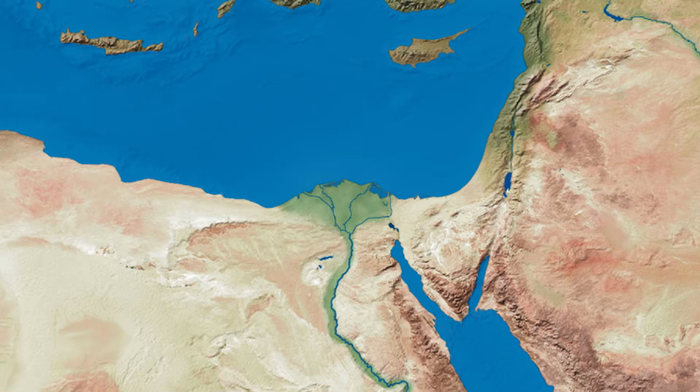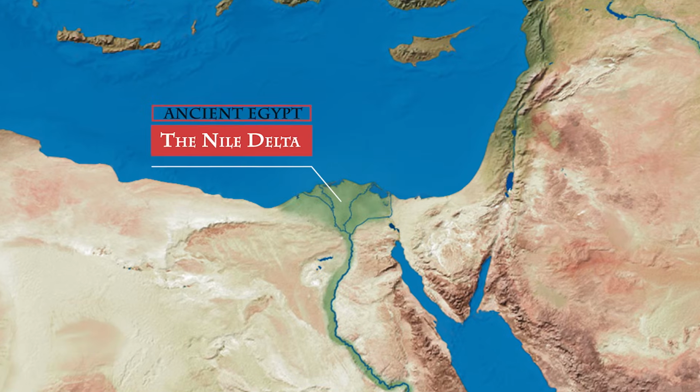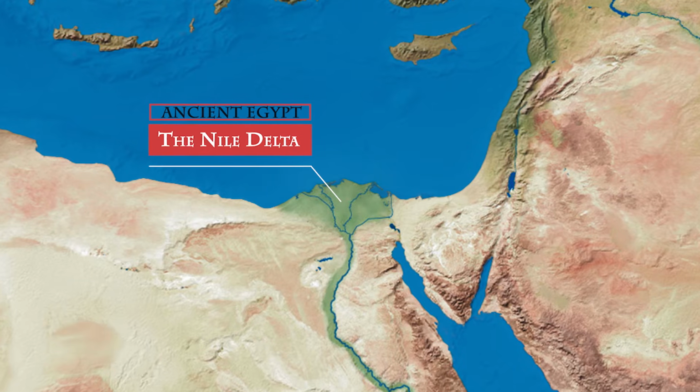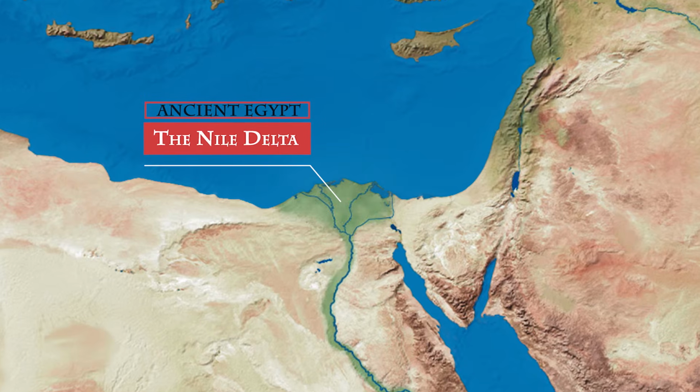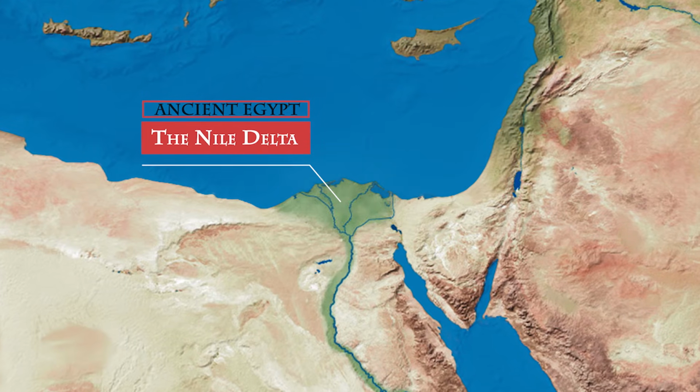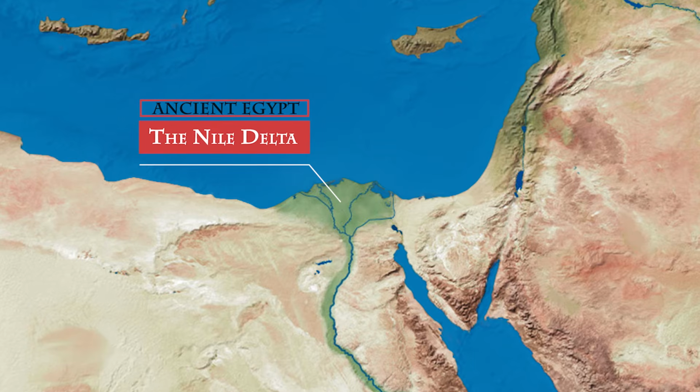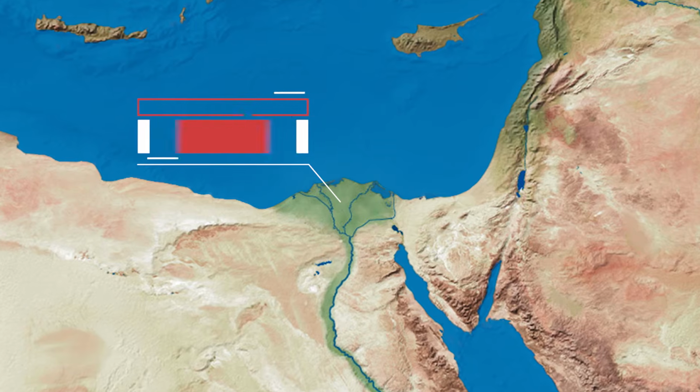At the northern end of the Nile, the river formed a delta before draining into the Mediterranean Sea. The Nile Delta was a fertile region with a network of distributaries, or branching channels, allowing for the cultivation of crops such as wheat, barley, and flax.